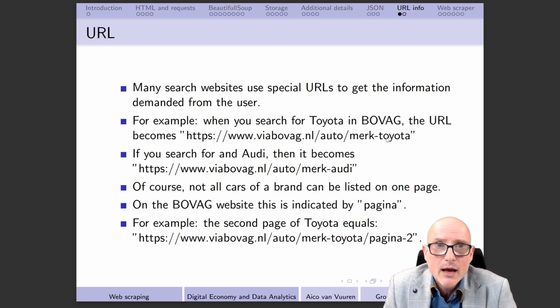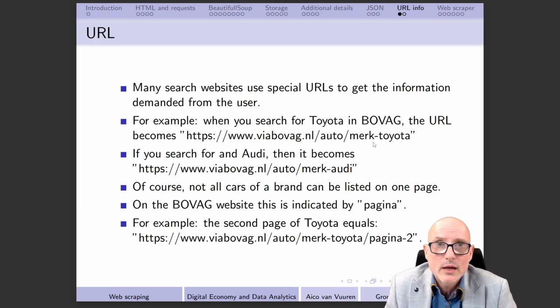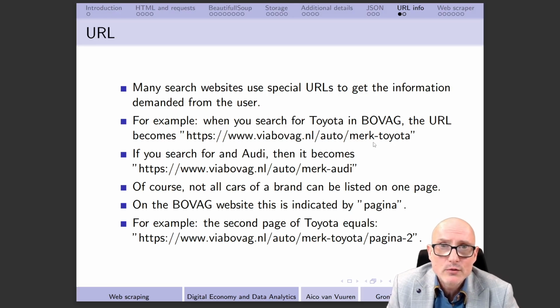The question of course arises, how do I know that I have to use this particular website? Well, what I simply did was go to the website of BOVAG, use the search engine, and ask it to give me all the different Toyotas, and then I got directly into this website. Take into account that this is going to be very helpful, because if we're not interested in just a single Toyota but in all of them, then we should go to this particular website.